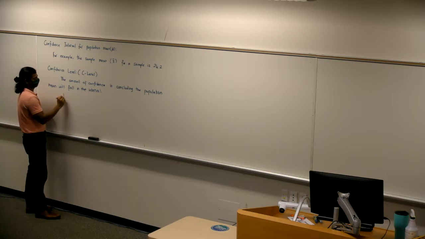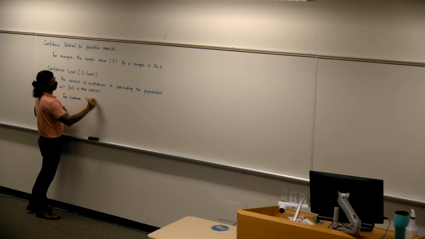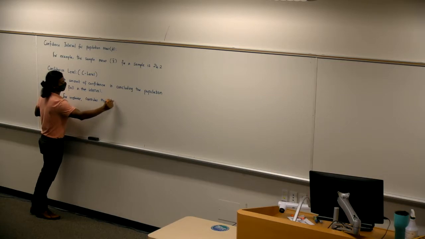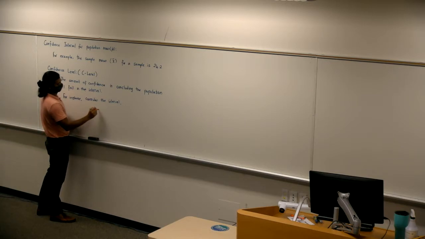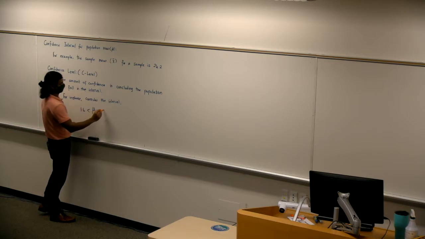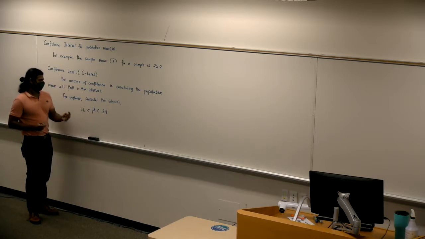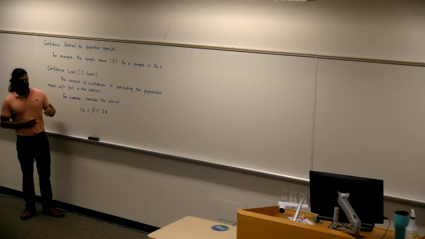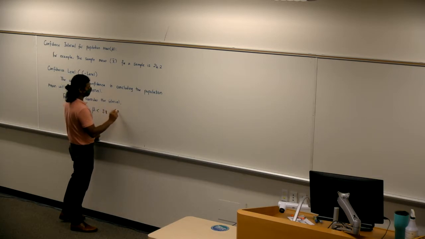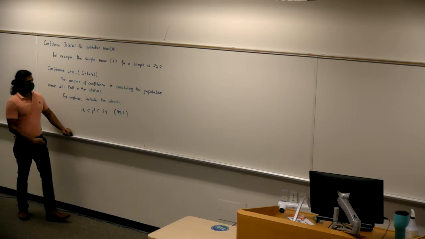For instance, consider this interval as an example. So mu is the population mean, and I'm going to say, okay, the population mean is going to be between 1.4 and 2.8. And in getting this interval, I used a confidence level of 95%. We will connect the dots in a bit.